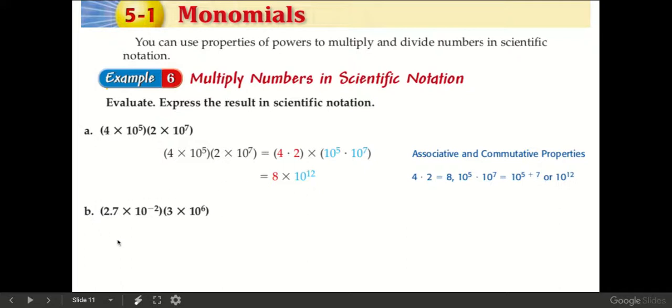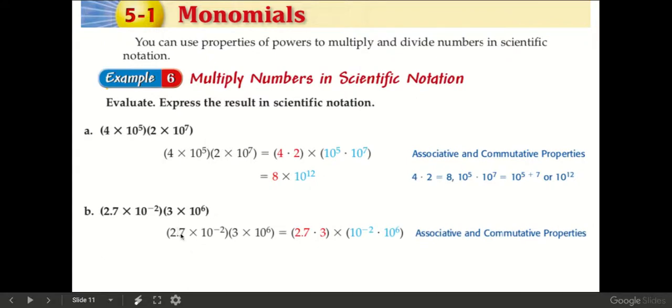Now let's do the same thing with this one. Again, I'm going to rewrite this using those associative and commutative properties. So I can do 2.7 times 3 and 10 to the negative 2nd power times 10 to the 6th power. And again, multiply those. 2.7 times 3 is 8.1. And 10 to the negative 2nd power times 10 to the 6th power, add their exponents, gives me 10 to the 4th power. So this would be my answer there. So that's how I can multiply numbers in scientific notation.